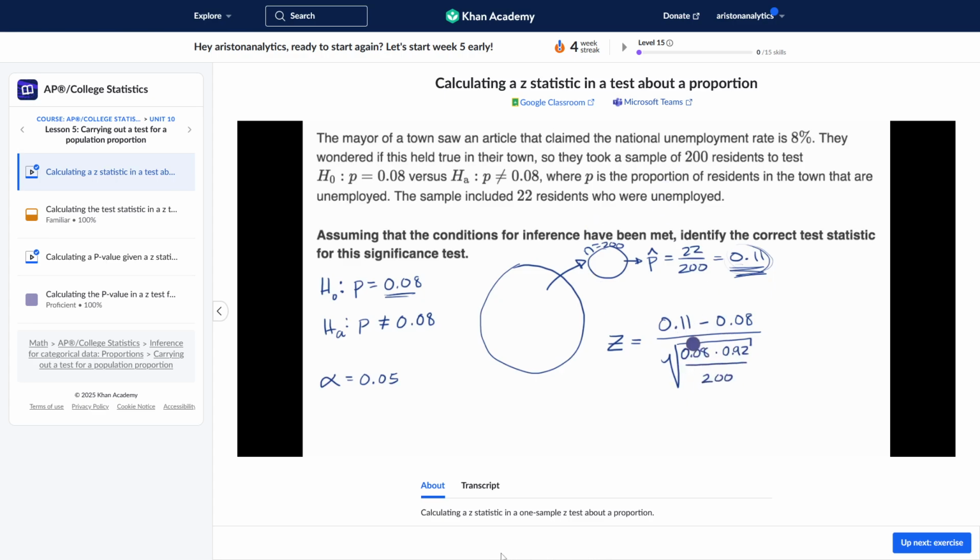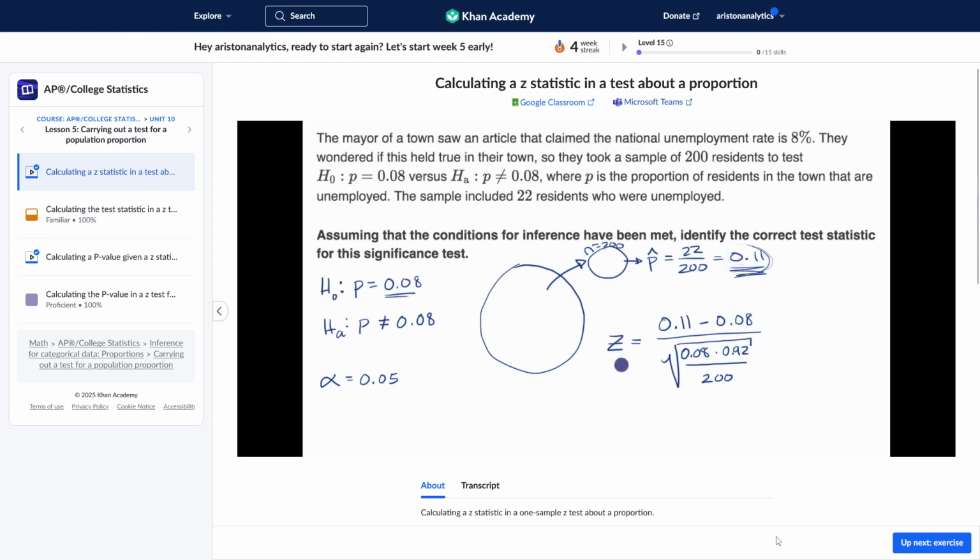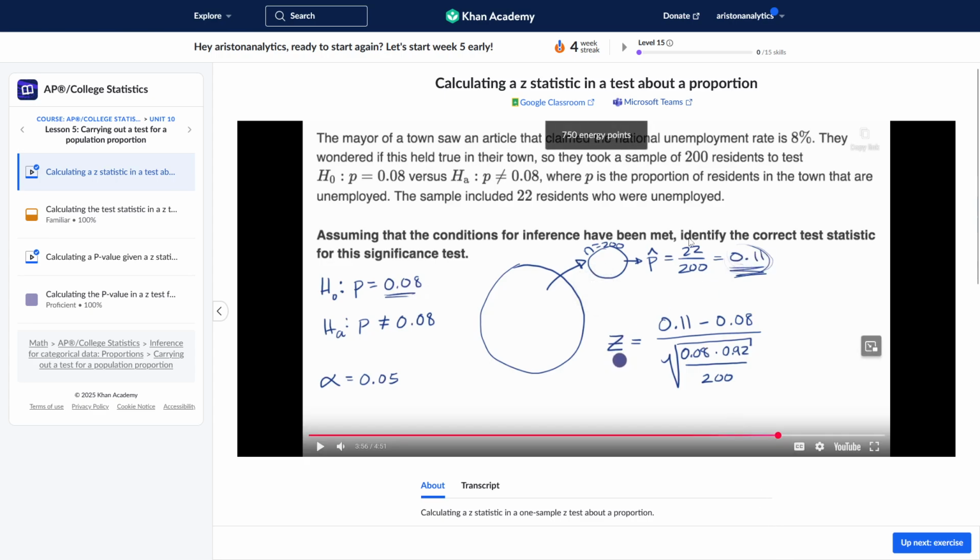And we can get a calculator out to figure this out, but this will give us some value, which says how many standard deviations away from 0.08 is 0.11. And then we could use a z-table to figure out what's the probability of getting that far or further from the true proportion, and then that will give us our p-value, which we can compare to the significance level.